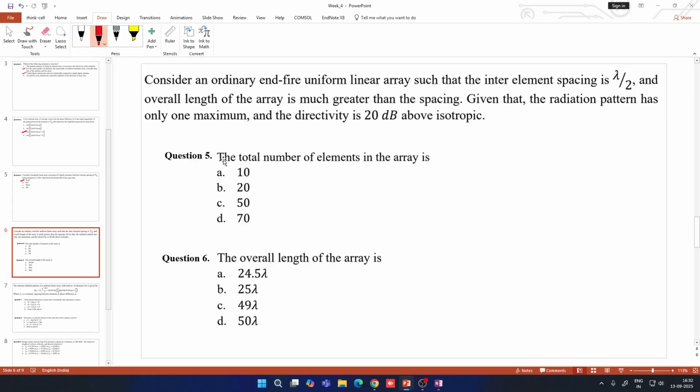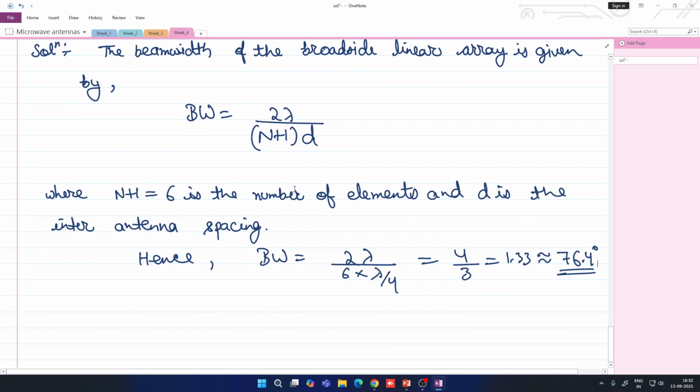So in question number 5, we have to find the total number of elements in the array. In this given configuration, the number of elements is not given. What is given is the element spacing, and it's given that the directivity is 20 dB for this array configuration. Based on the given information, we have to find out the total number of elements in this array. I hope the question is clear.